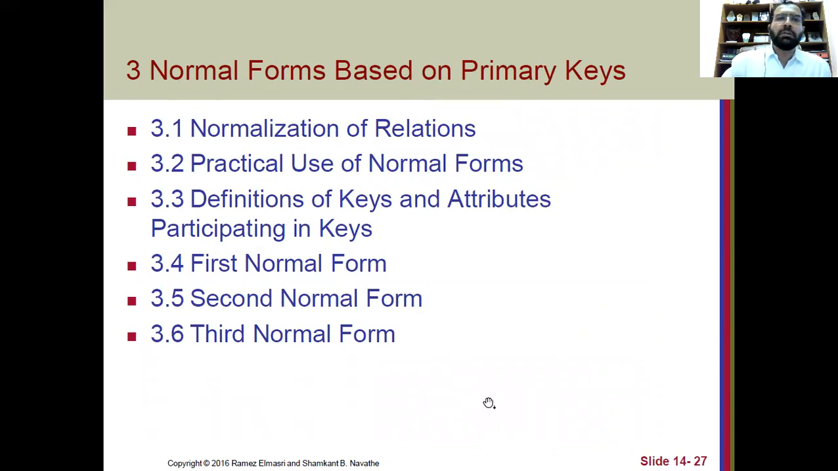So when we talk about normal forms, here in this section we will see what the normal forms are which are based on the primary key. And here we will discuss the normalization of relations, what normalization is, the use of normal forms, the definition of keys and attributes, and participating in keys. Then we will have the explanation of first normal form, second normal form, and third normal form.